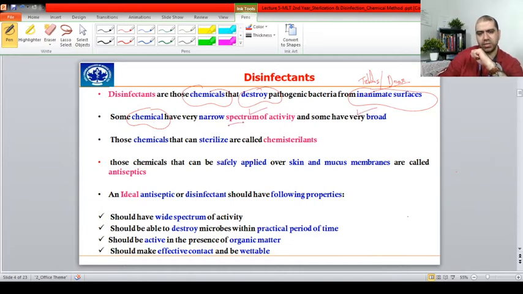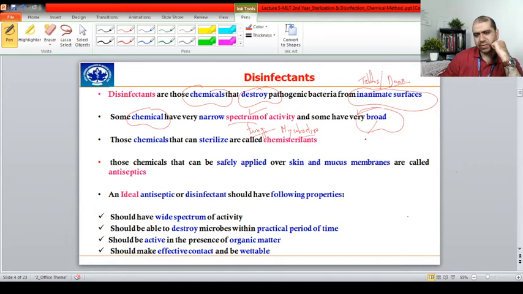Narrow means it will be specific for only one microorganism. For example, it can be specific only for fungi, so we call it a narrow range of spectrum. In case of bacteria, for example, if a chemical works only on mycobacteria, we will also call it narrow spectrum, so it doesn't act on other bacteria. Okay. There are also some chemicals which have a broad range of spectrum.